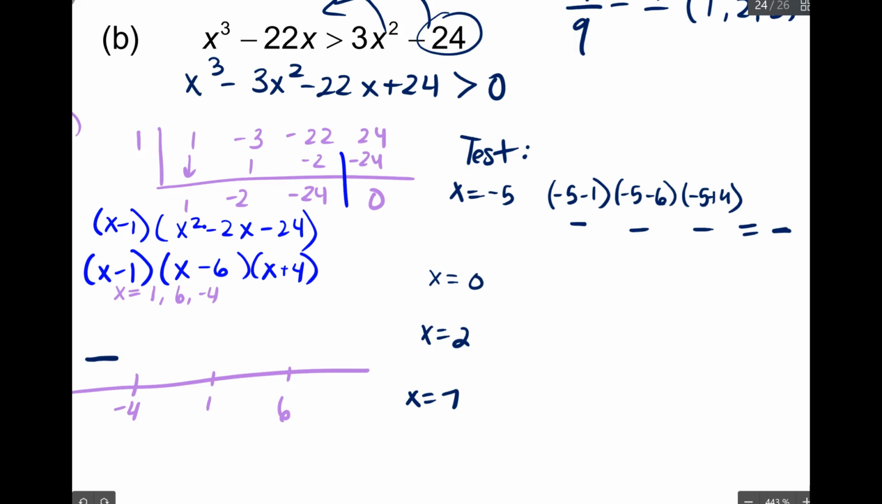Okay, let's try 0. So 0 minus 1, 0 minus 6, and 0 plus 4. Negative, negative, positive. So negative times a negative is positive times positive. Okay, so that'll be positive.